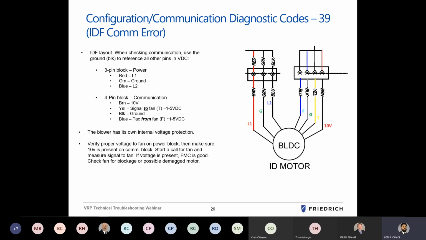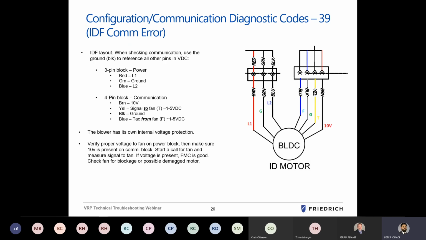So the power side is your L1, your L2, and your ground. And then the 4-pin communication side is your 10-volt, your signal to your fan, your ground, and then the tach coming back from the fan. So whenever you get an error code 39, you want to start with your power side. You want to confirm that you have good voltage going to your indoor fan.